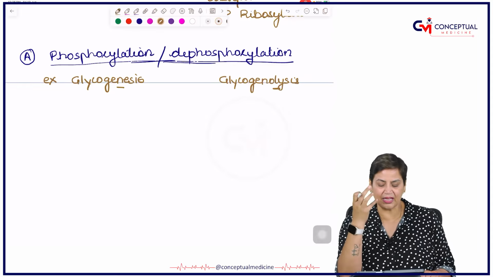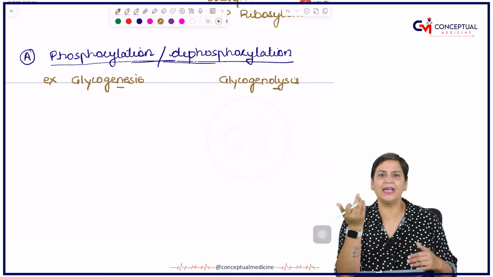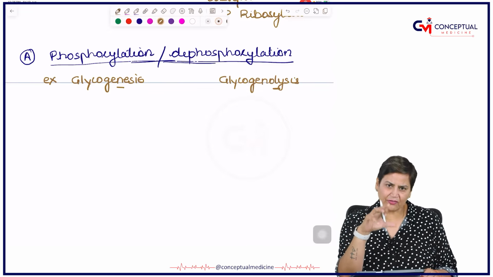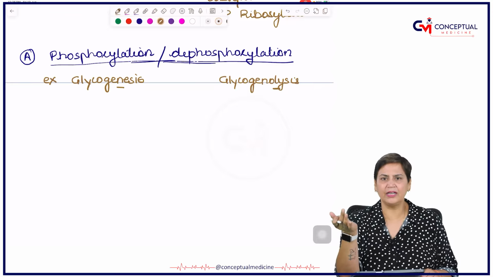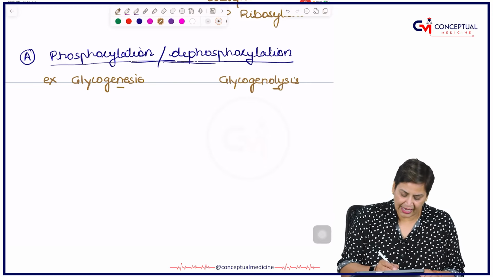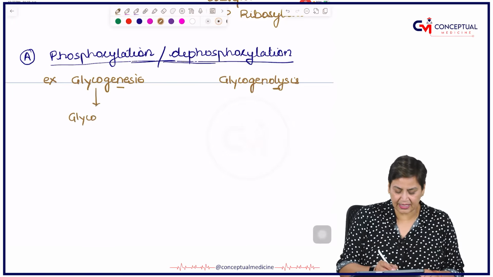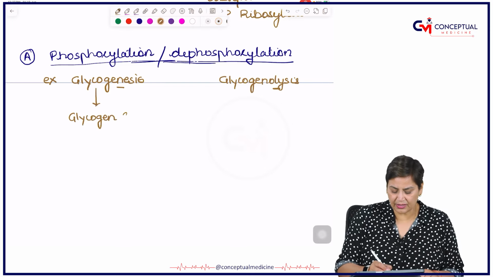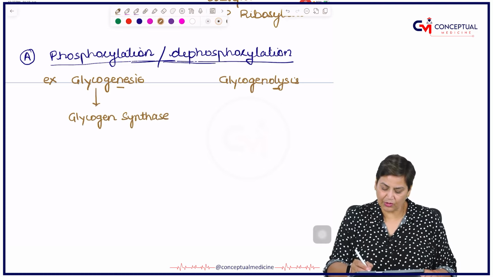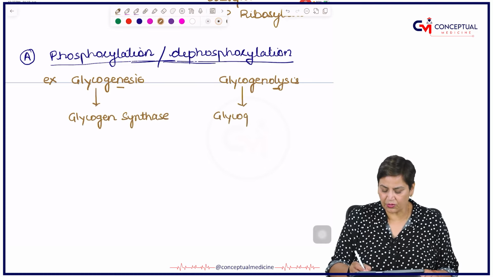I'm just telling you, in our body there is a well-fed state when we are having a high carbohydrate diet, whatever amount of glucose we are taking, it will be converted and stored in the form of glycogen in the liver as well as the muscle. So here the enzyme is glycogen synthase because it is synthesizing glycogen. And if we talk about lysis, the enzyme is glycogen phosphorylase.